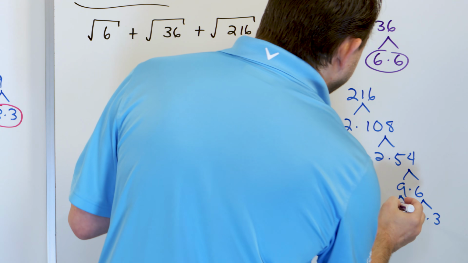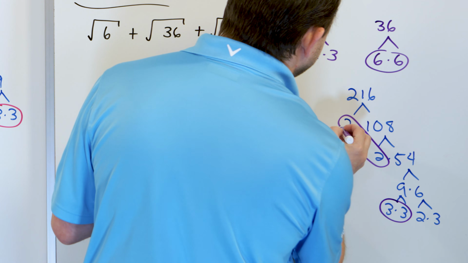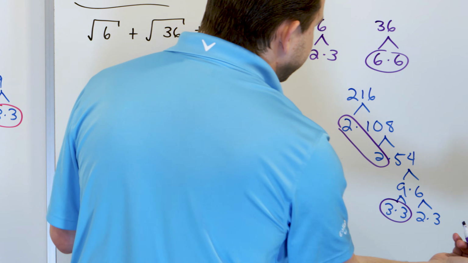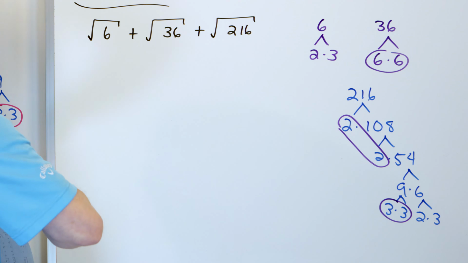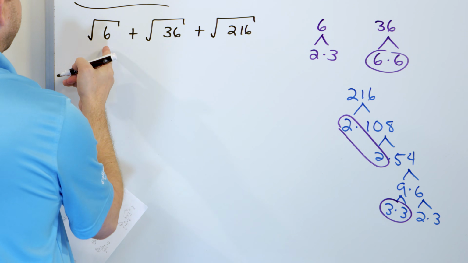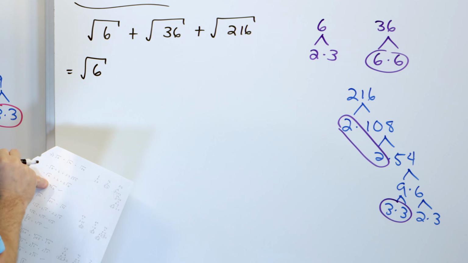All right, so I have a pair right here, 3 times 3, and I have a pair right here, 2 times 2. The only thing left in the bottom is the 2 times 3, and there's no pair for that. There are no pairs for that, so I've done as much as I can. So then I come back over here and I say the square root of 6 could not be simplified any further, so I leave it exactly as it is, square root of 6.